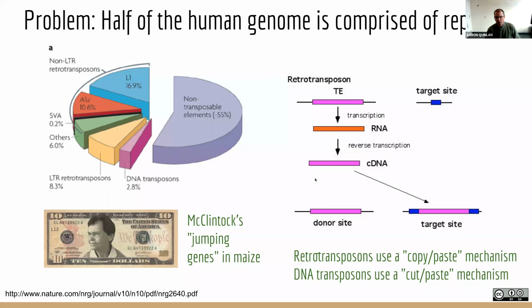And I've mentioned this before, but retrotransposons are really copy paste. So basically they get transcribed, they get reverse transcribed, and they get inserted by retrotransposases into a new location. So this is sort of the donor site in the genome, and if they get reverse transcribed in the nucleus, then they can be inserted into new target sites in the genome. In contrast, DNA transposons are actually cut and paste. They are removed from their donor locus and placed into the target locus.